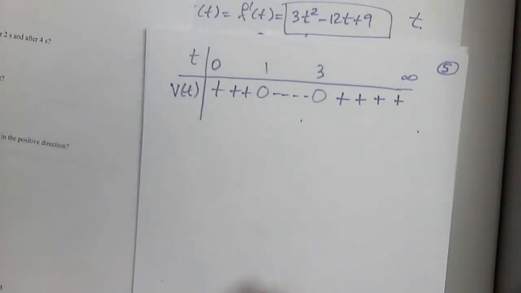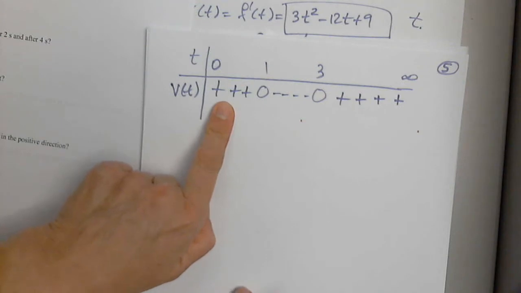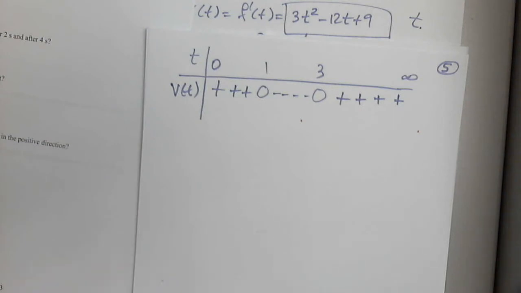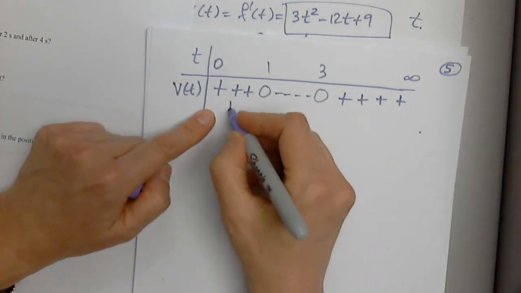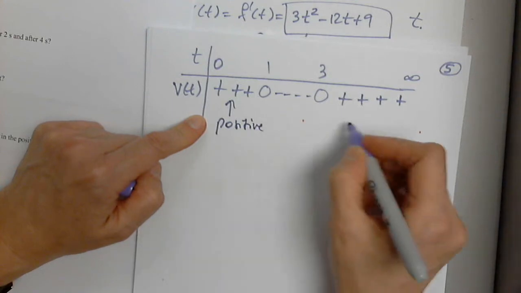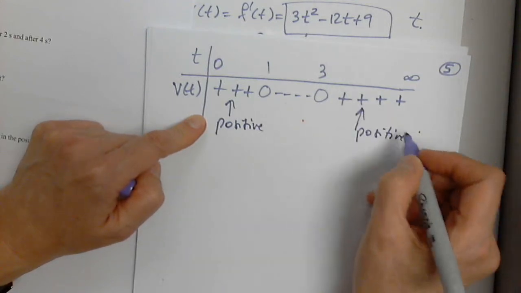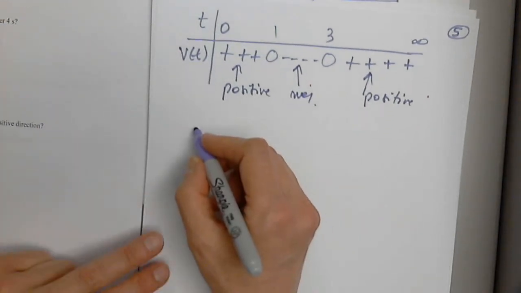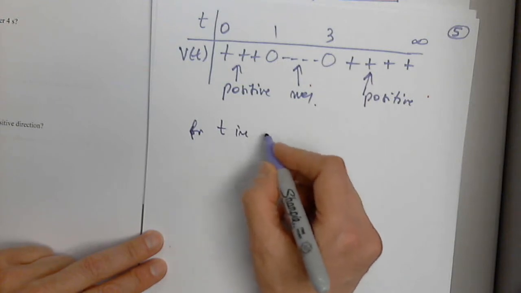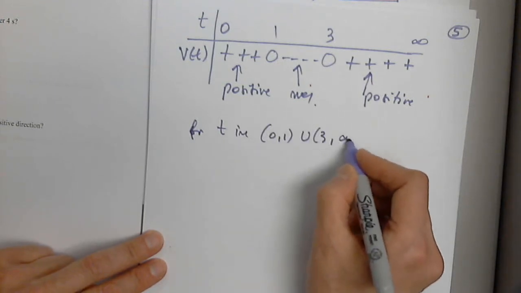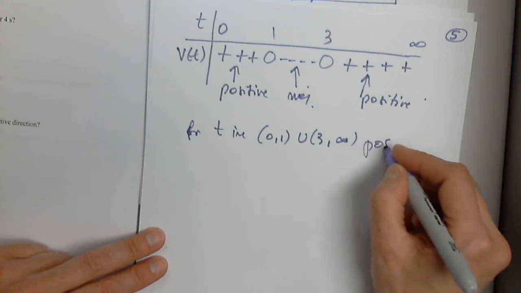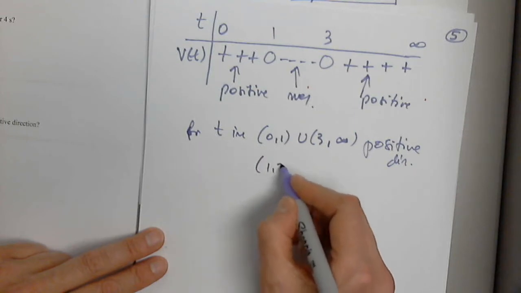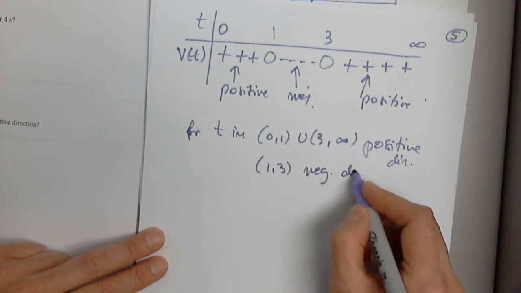We consider the positive velocity as moving in the positive direction, and the negative velocity as moving in the negative direction. You can say left to right, or you can say up and down. It doesn't matter. So this is moving in the positive, this is positive, and this is moving in the negative. So I will say for t in the interval 0 to 1, union 3 to infinity, positive direction. And between 1 and 3, negative direction.